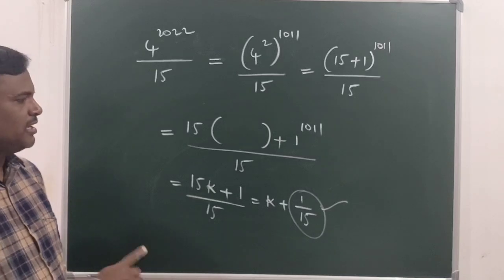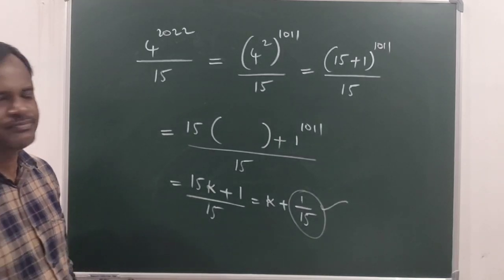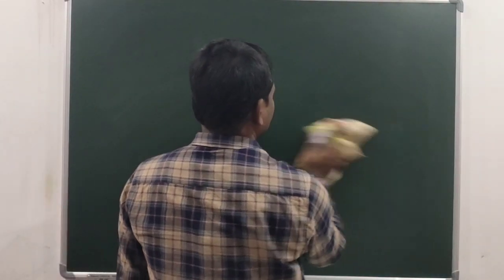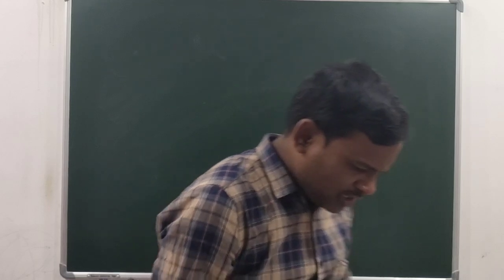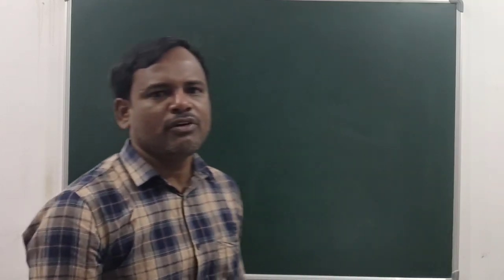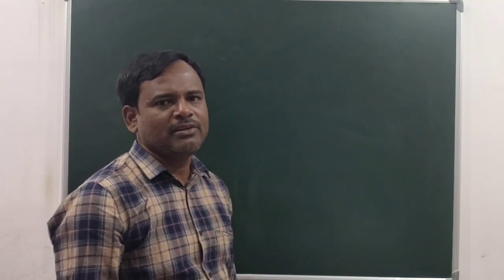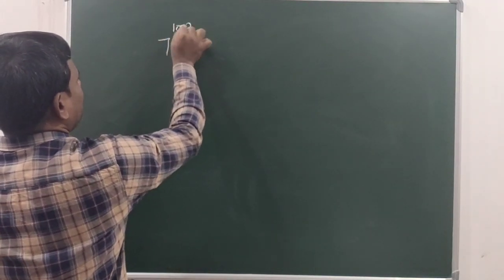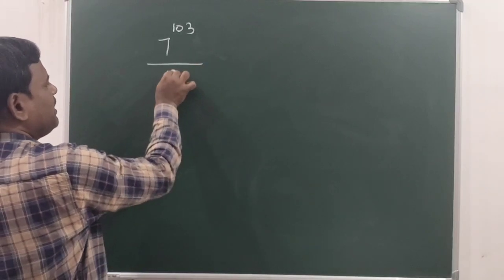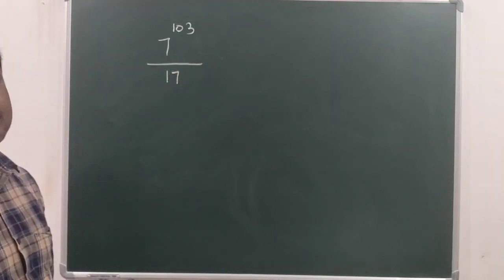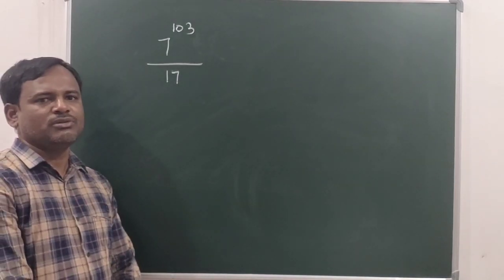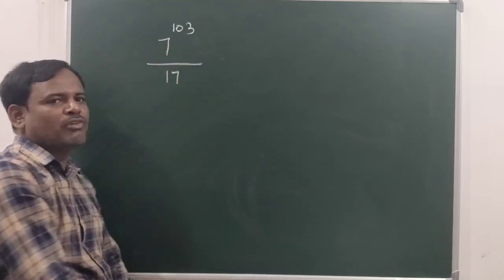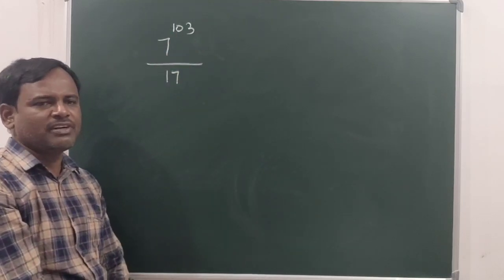Okay students, I hope you have understood this. Now let us go to one more application. What is the remainder when 7 power 103 is divided by 17? Now tell me, how do you answer this question?